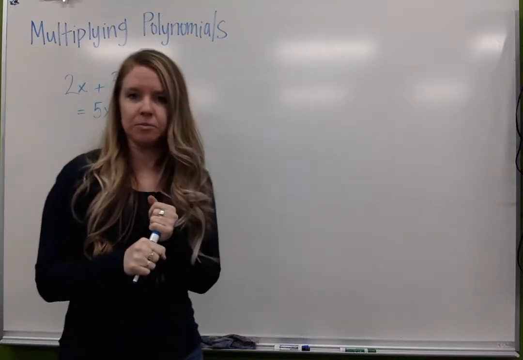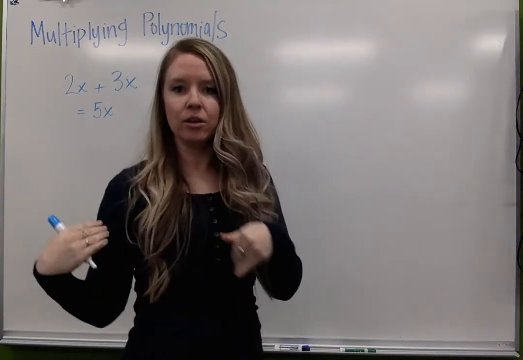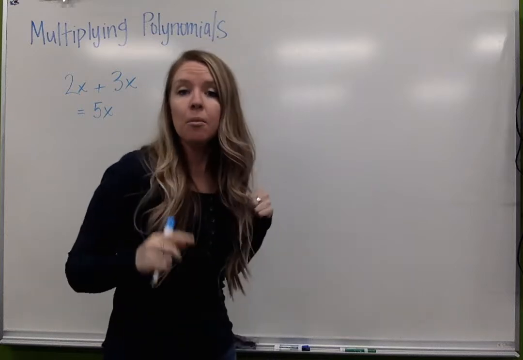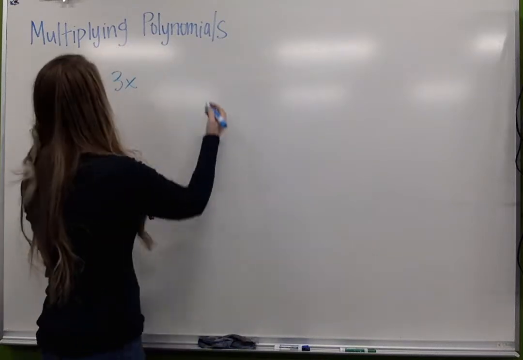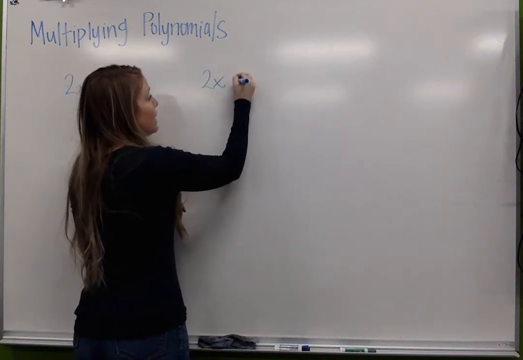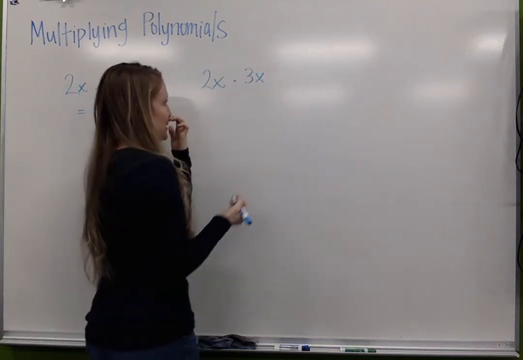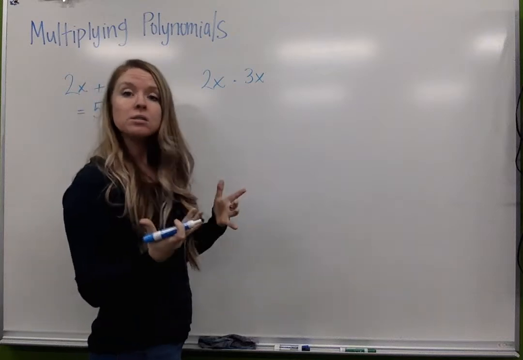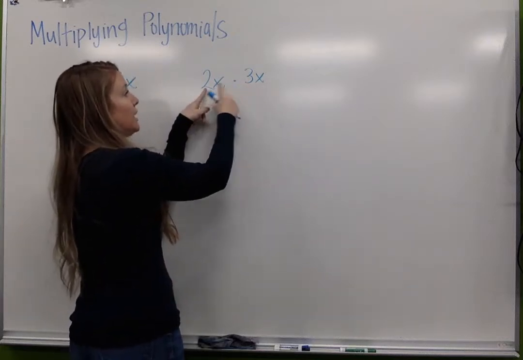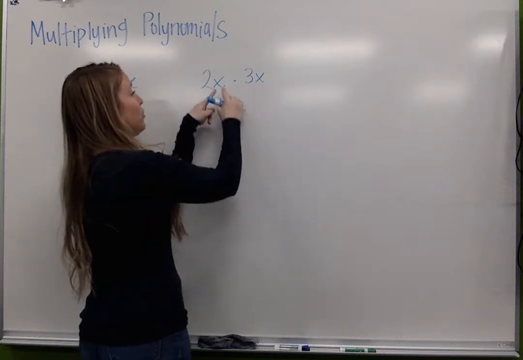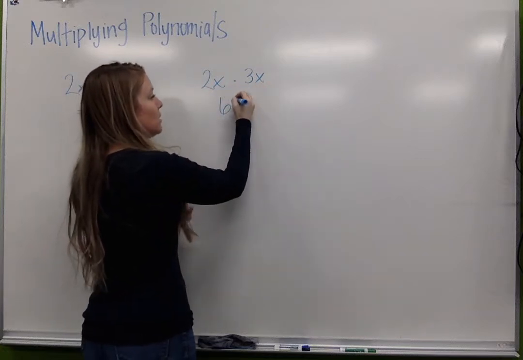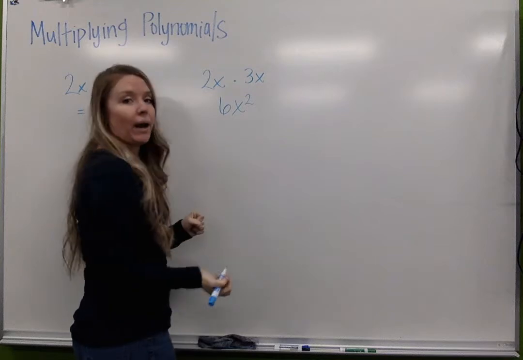Okay, we talked about this before. Combining like terms, you add the coefficients, keep the variable. But when we're multiplying variables together, it's a little bit different. If we have 2x times 3x, now we're multiplying, so instead of 2 plus 3, it's 2 times 3, which is 6. And when you have x times x, we get x squared.